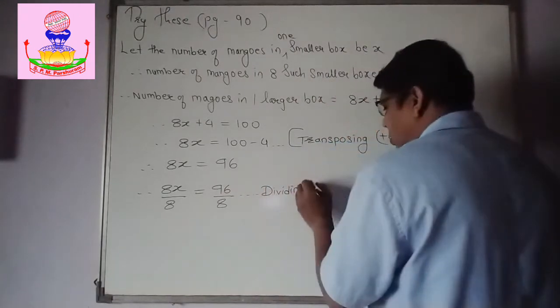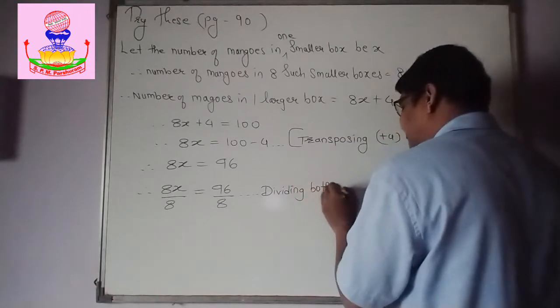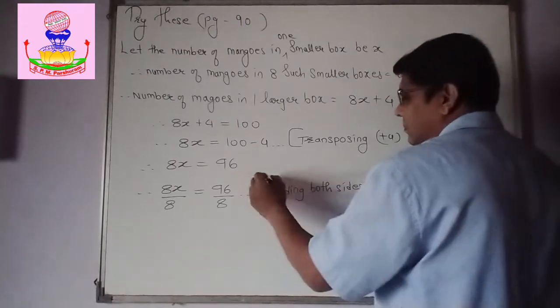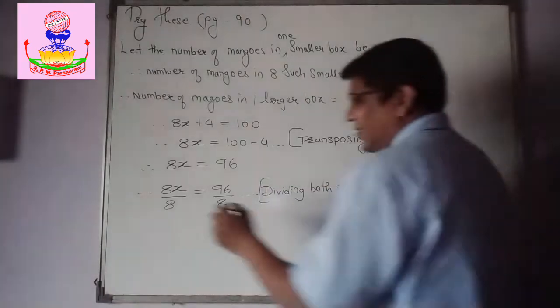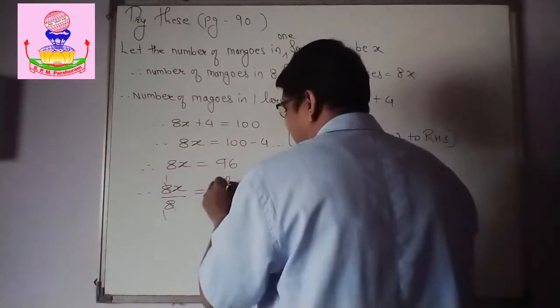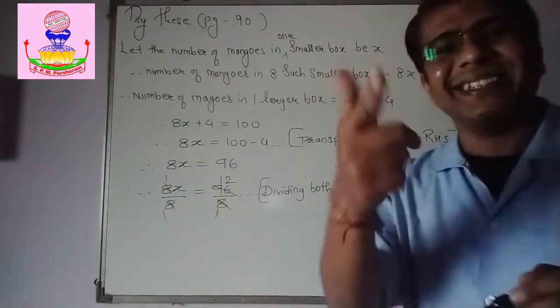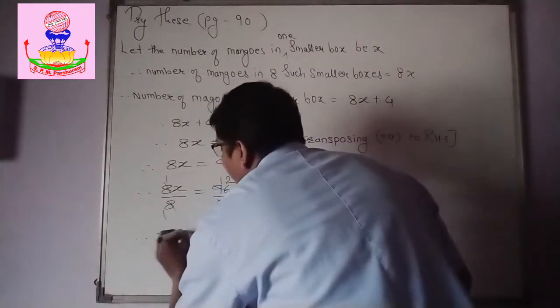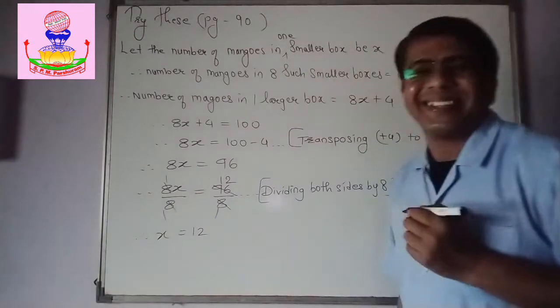Dividing both sides by 8. Okay. So 8 ones are 8, 8 ones are 8, 8 twelves are, I know the table, 12 eights are 96. So 8 twelves are 96. So therefore, x is equal to 12.